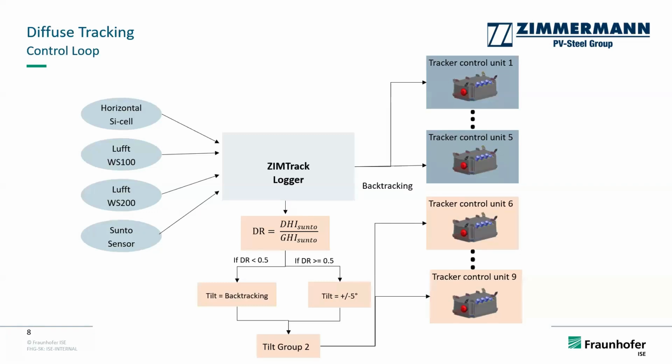So basically, we are using the ZimTrack logger and the already integrated sensor data, and then we compute the diffuse ratio based on the readings of the Sunto sensor, so the ratio between the diffuse horizontal irradiation and the global horizontal irradiation. And then based on the value of the diffuse ratio, we take action. So if the diffuse ratio is below 0.5, then also the group 2 is following a backtracking strategy. But if the diffuse ratio is above 0.5, we go to stow position. So the group 2 moves to stow.